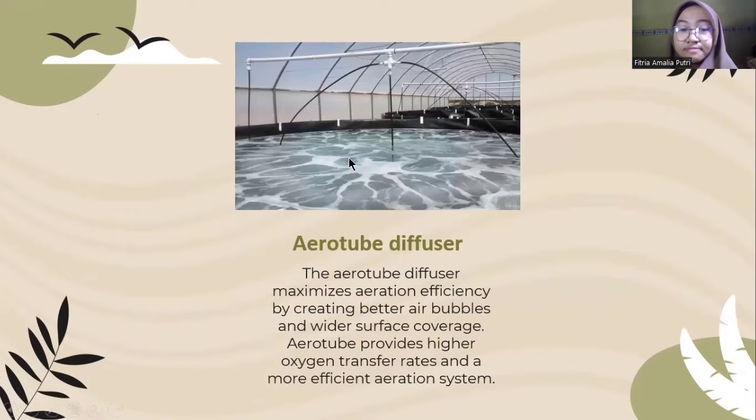And the fifth picture, this is an air tube diffuser. We can see this is an air tube diffuser. The air tube diffuser maximizes aeration efficiency by creating better air bubbles and wider surface coverage. Air tube provides higher oxygen transfer rates and a more efficient aeration system.